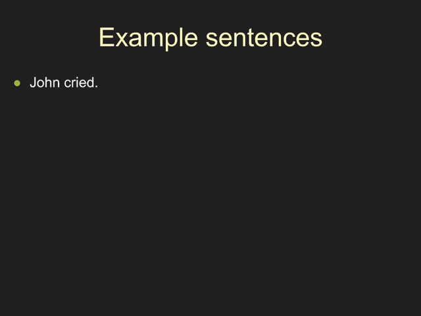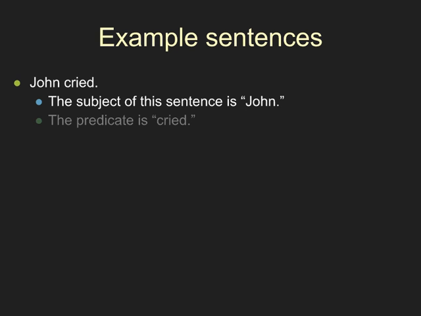Our first very simple sentence is John cried. Well, I just told you that the subject of a sentence is the part of the sentence that the sentence is about, and the predicate is the part of the sentence that tells something about the subject. Well, there's only 2 words here, so one of the words must be the subject, one of the words must be the predicate. And sure enough, the subject of the sentence is John, John being the noun that the sentence is about, and the predicate is cried, cried being the verb that tells something about John.